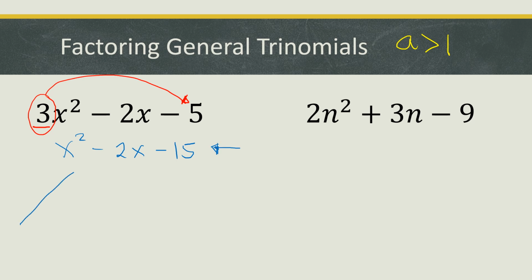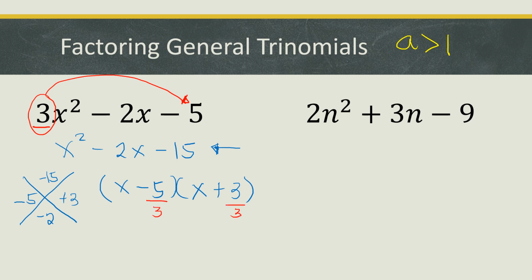So what are the factors of negative 15 that once we add, we will obtain negative 2? Those are negative 5 and a positive 3. So there, we have now the two factors of the new expression, x times x and negative 5 plus 3. So in this case, we will now take back the value of a, which is 3, by dividing both by 3.